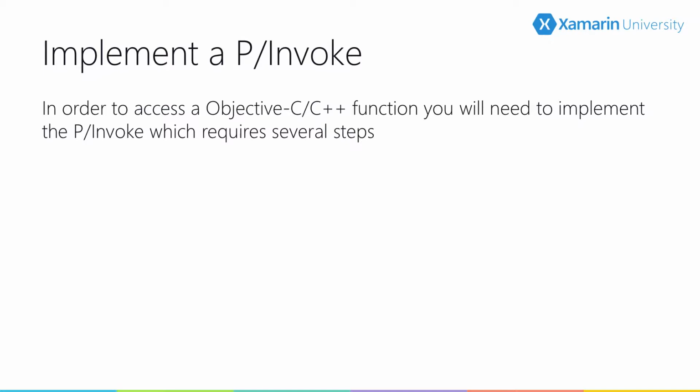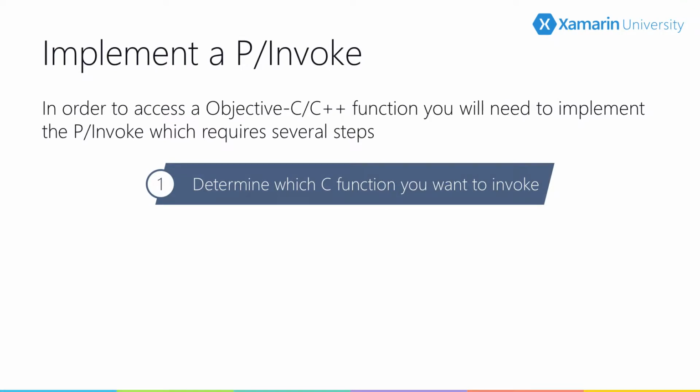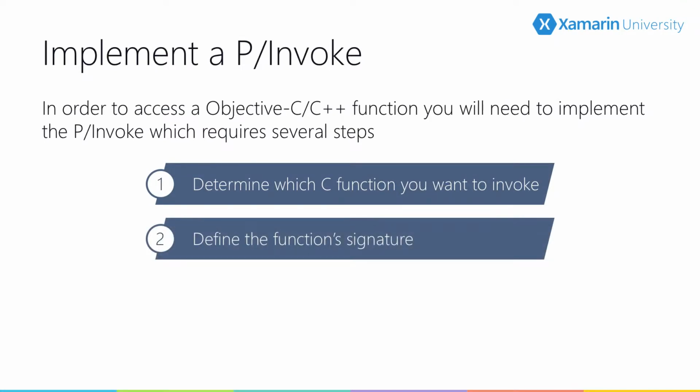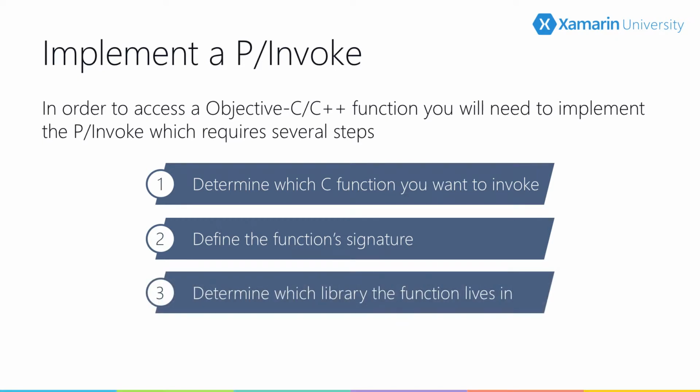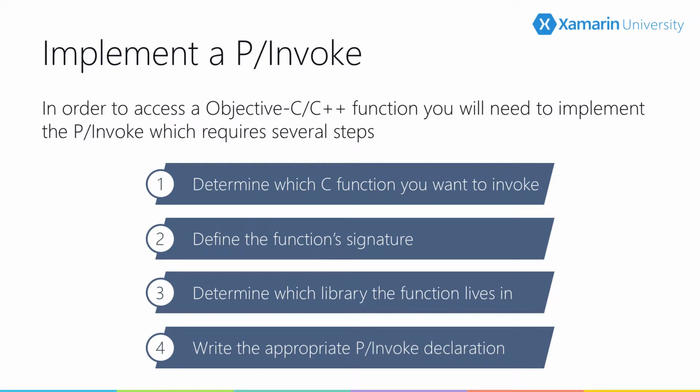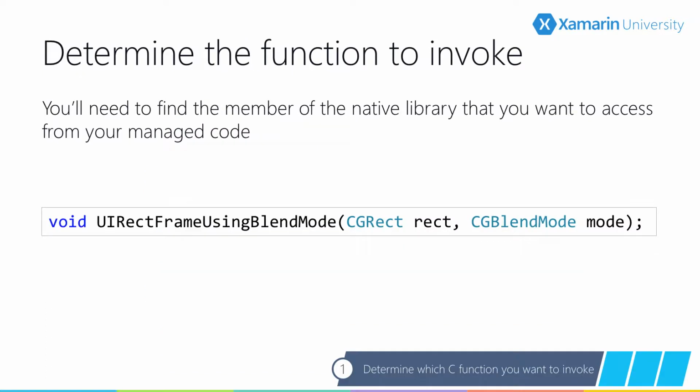There are a few steps we need to cover in terms of the process of implementing Invoke methods in a wrapper library. The first step is to decide on the function you would like to invoke. The second step is to define the API signature as you would like this to be exposed in your C# code. The third step is to determine in which library this function will live. And then lastly, we'll write the appropriate Invoke attribute declarations so as to map the C# method call with the actual invoked method in your library.